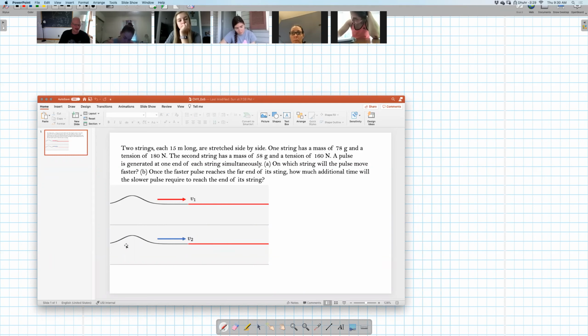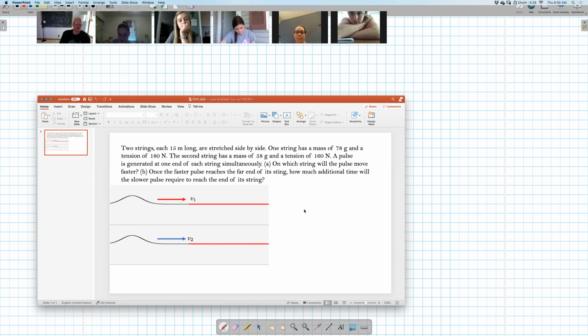So we're going to put a pulse on each one of these. The pulse is going to move to the right in both cases. And we want to know which string has the faster pulse, meaning which one has a faster wave. Is string number 1 or string number 2 going to have a faster wave? Then, once the faster wave reaches the far end of the string, let's say this one's the faster one, we want to know by how much time it beats the second wave. So how much more time does the second wave need to reach the end of the string?